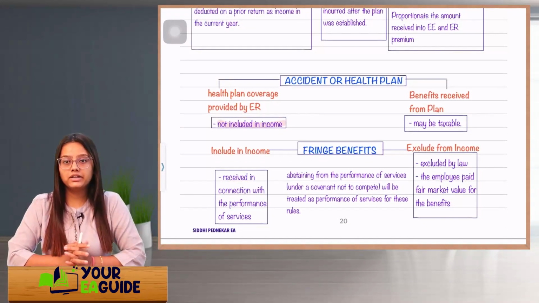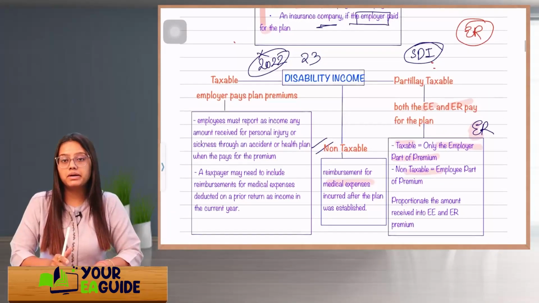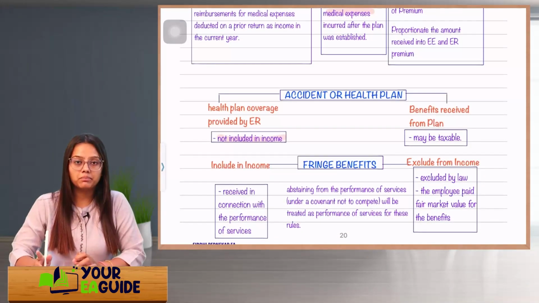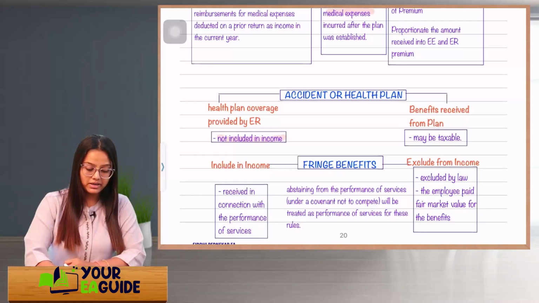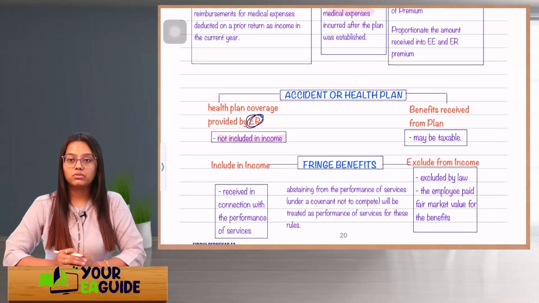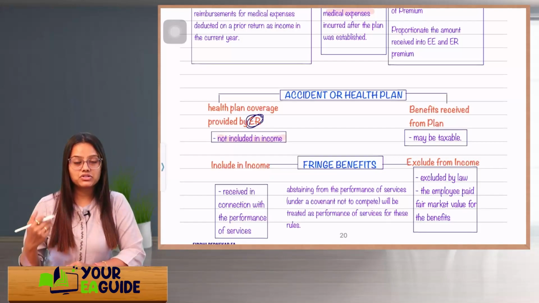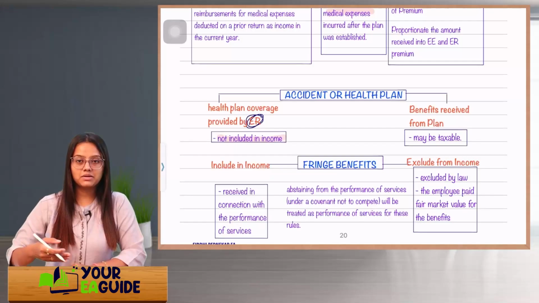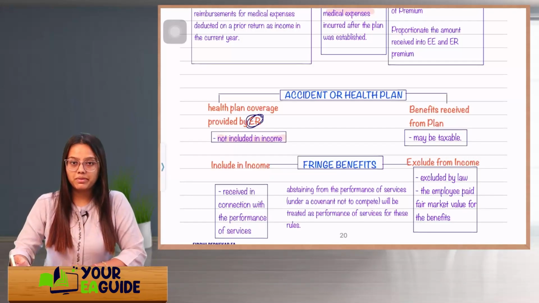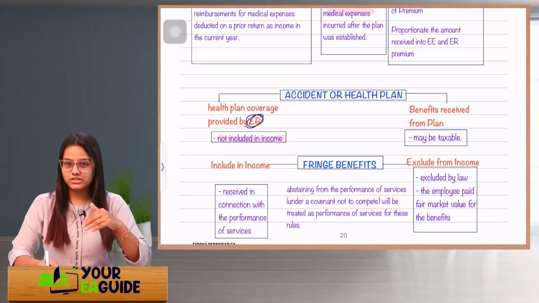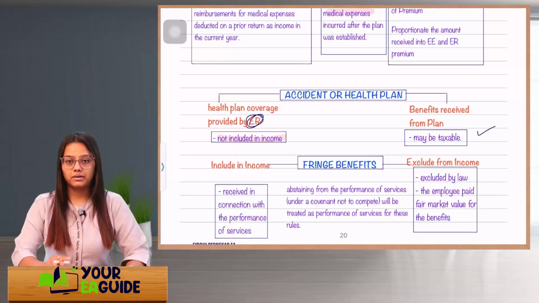Next one is accident or health plan. Just like disability income, accident or health plan will be considered by who was actually paying the premium. So health plan coverage, if it is provided by the employer, will not be included in the income. Okay, at the time of paying the insurance premium, it is not included. But yes, when you start receiving the benefit from that, let's say the person got sick, or met with an accident and they are going to use the funds from the health and accident plan, then that benefit, when you start receiving, will be taxable at that time.